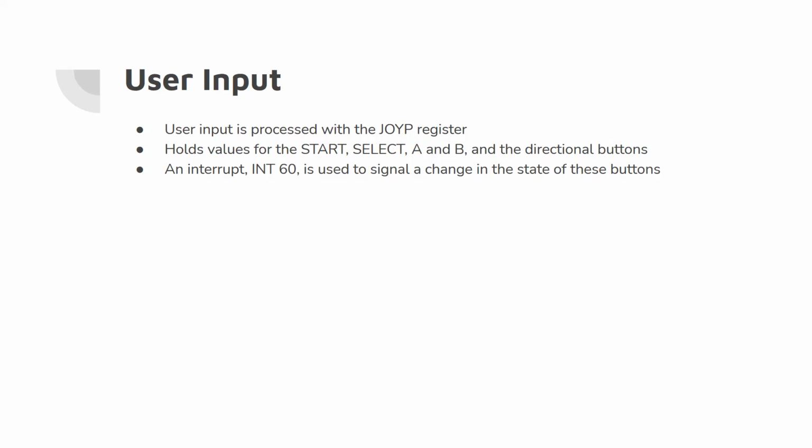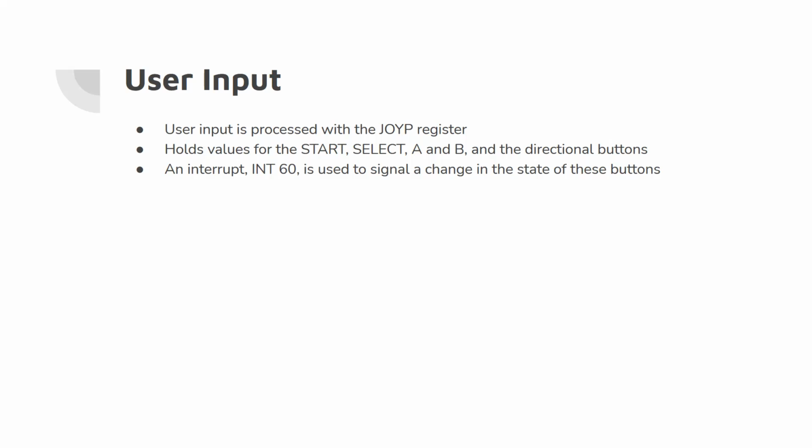So now just talking about user input. User input is handled with the Joy P register. That's for joystick, that's why it's called Joy P. It holds values for start, select, A, B, and then the directional pad. So up, down, left, right. And each time one of those buttons is pressed, an interrupt, INT 60, is raised, and that's used to signal a change in the state of these buttons. So that's basically how it works.